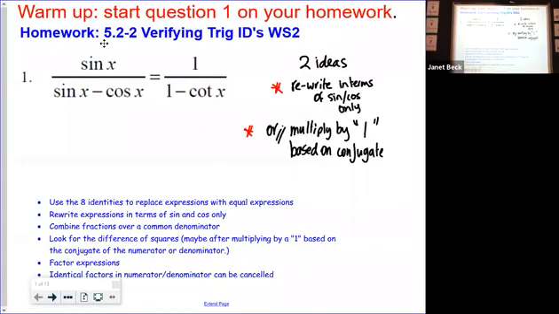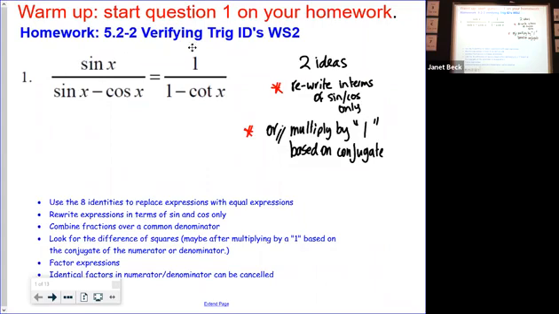Okay, so today we're on lesson 5.2-2, which is our second day of verifying trig identities. Now, what we're going to do today in class is I'm actually going to do 3 of your homework problems for you, but you're going to try them first, and they're going to be all sorts of ones that look roughly like this. They look ugly.